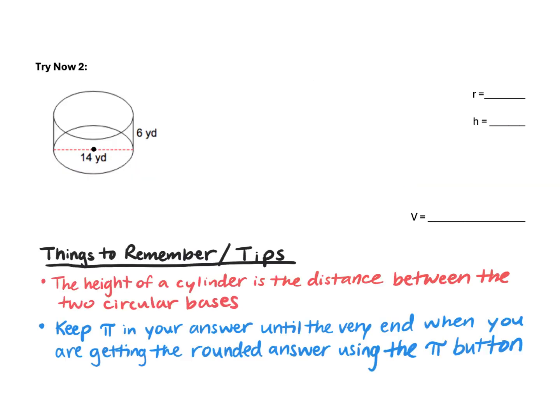Here's one final example. It's a try now, and then I did add a couple pointers that you might want to add to the things to remember tips section of your notes at the end of 10.5. The height of a cylinder is always the distance between the two circular bases. So you have to remember that, especially when the cylinder is laying on its side. And the other thing to remember is you want to keep pi in your answer until the very end when you are trying to get the rounded answer with the pi button. If you plug pi in early and then you use a rounded number in a calculation, you're going to lose accuracy. So we're always going to keep that pi in there until the very end.